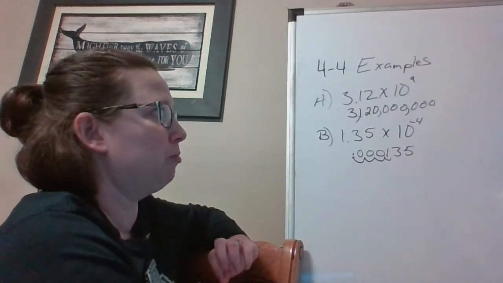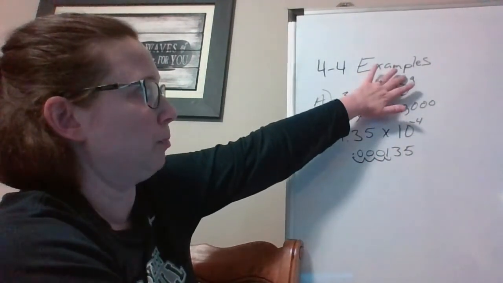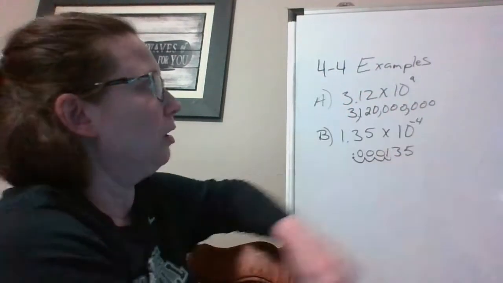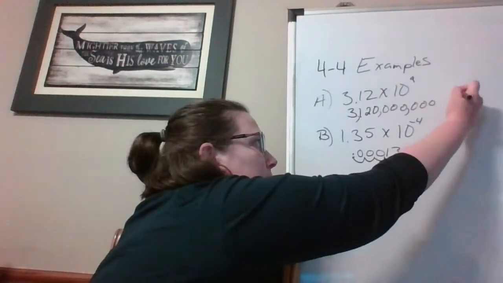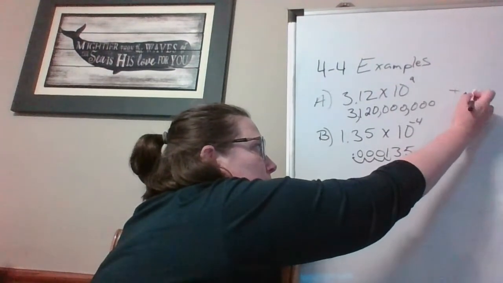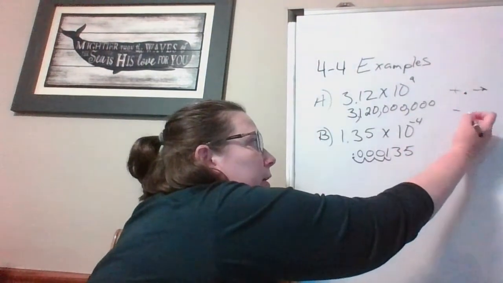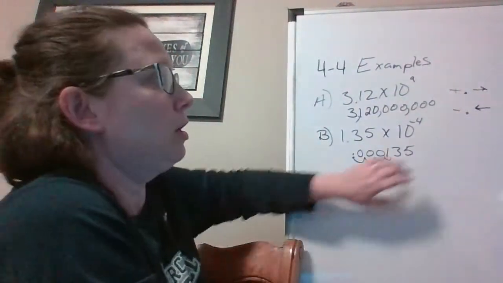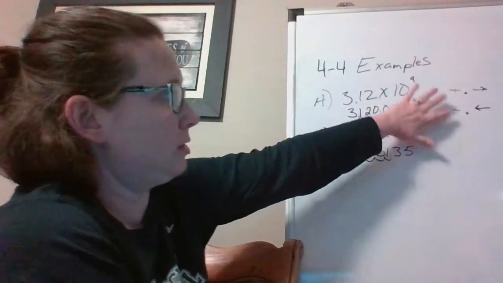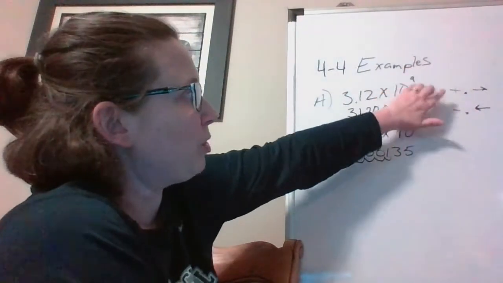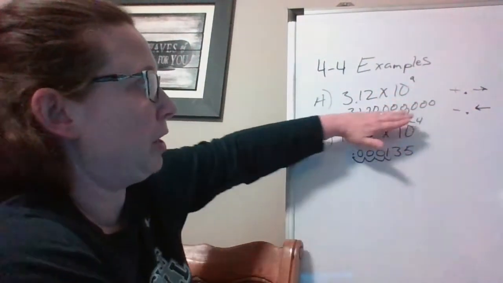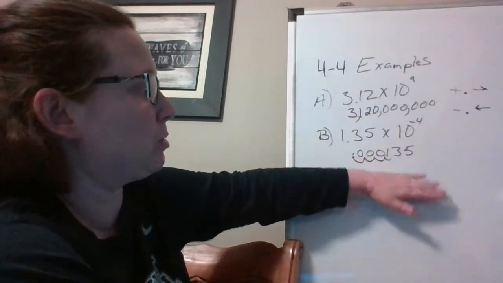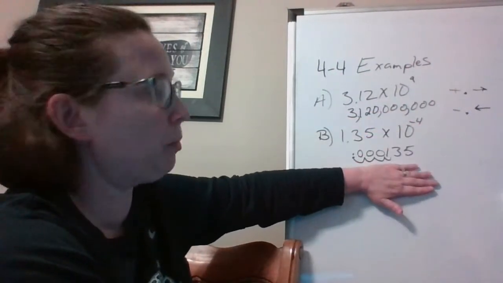What I want you to remember, what's most important, is with a positive exponent, your decimal is going to go right. With positive, your decimal goes to the right. A negative, your decimal is going to go to the left. So that is essentially the key. Remember that with a positive number, you're talking about a really big number. With a negative number for your exponent, you're talking about a really little number.